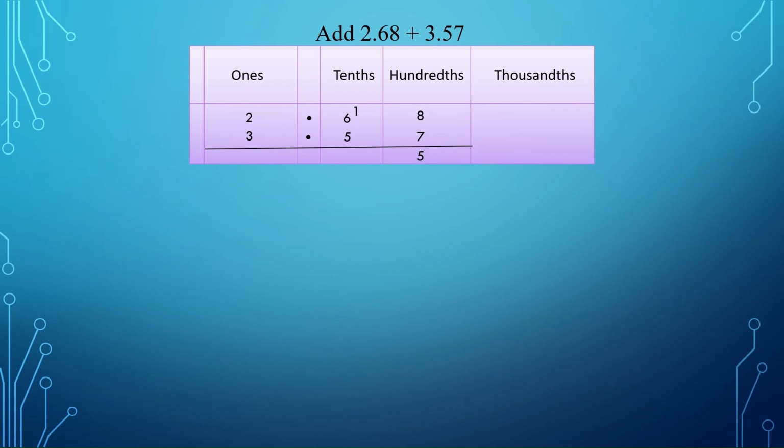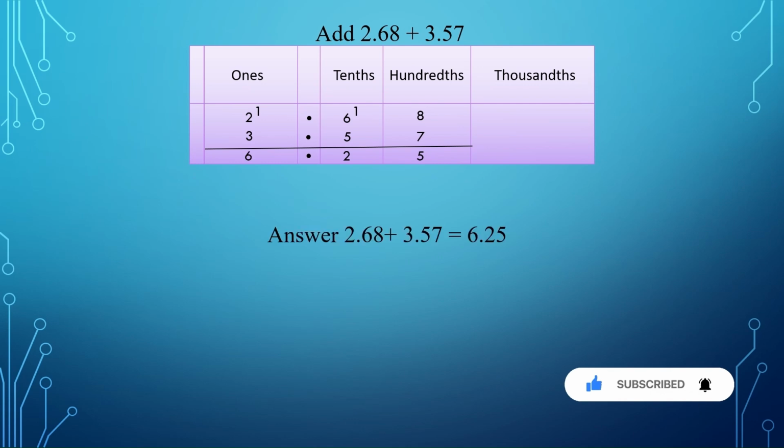So you have 1 plus 6 plus 5, which is 12. Again you have to carry over 1 to the ones place. And then you will add 2 plus 3 plus 1, which is equal to 6. And therefore the answer is 6.25.